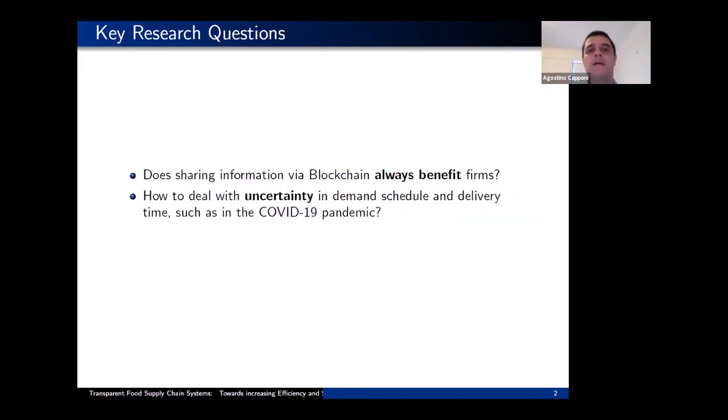And how can we deal with uncertainty during the pandemic? Meaning, how can we deal with uncertainty in the demand schedule and in the delivery time? These are typical uncertainties that are experienced during periods such as the COVID-19 pandemic.